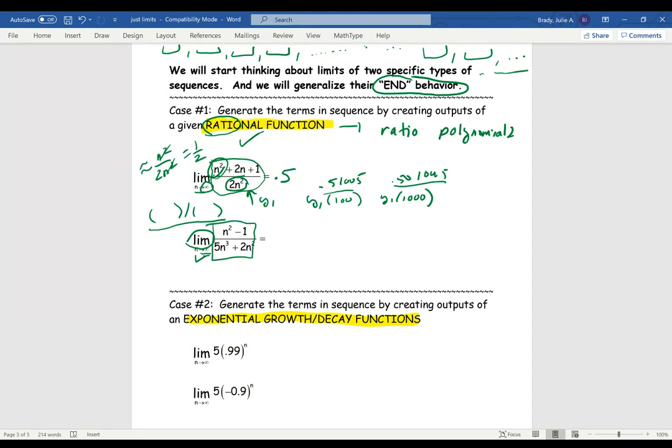So the key thing is, if this is a rational function, when the n's are really big, the output behaves like the ratio of the leading terms, which is n squared over 5n cubed, which is 1 over 5n. Okay, and let's think about this. When you have 1 over 5 times something that's infinitely big, that's like 1 over a giant number.